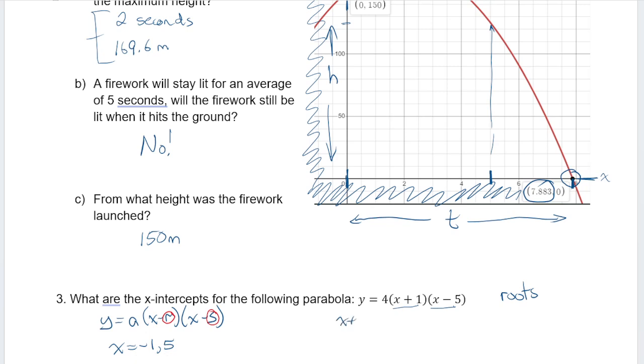Or you can do x plus 1 is equal to 0, and then you've got to subtract 1 from both sides, so x is equal to -1, and x minus 5 is equal to 0, so you have to add 5 to both sides, and x is equal to 5, and those are your roots. So you either just switch the signs, or you set each of the brackets equal to 0 and solve for what x would have to be. Whichever one makes your brain the happiest, go with that.